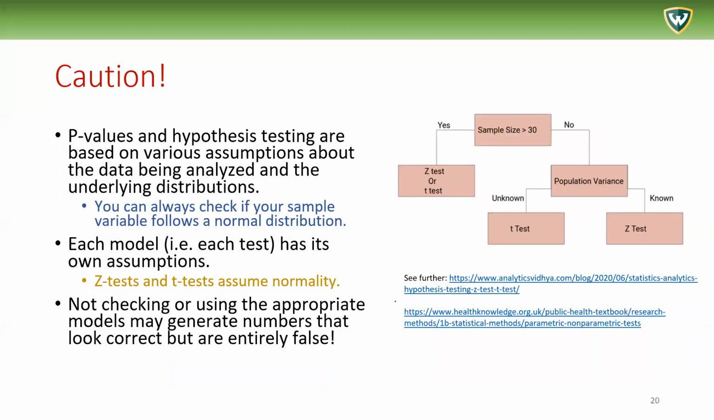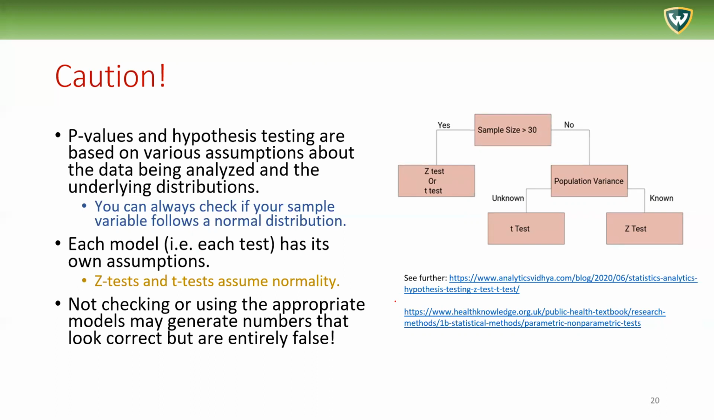And let me just conclude with this caution statement. P-values and hypothesis testing are based on various assumptions about the data being analyzed and the underlying distributions. You can always check if your sample variables follow a normal distribution, and I recommend you do so, and I might guide you on how to do that. But each model, each test has its own assumptions. So z-tests and t-tests assume that the variables you're looking into are normal. And so what if they're not? Can you use z-tests and t-tests? No, we can't actually. It's not good.